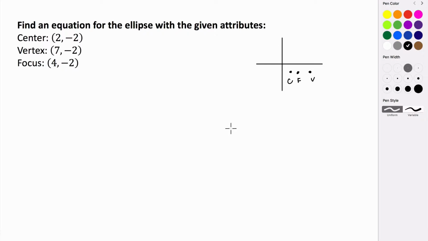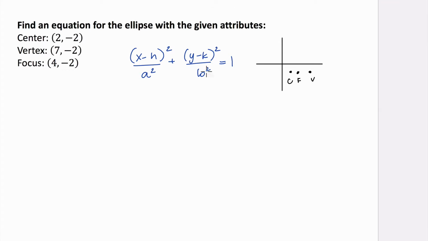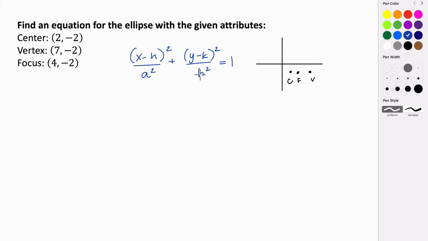So that tells us that it's going to be an equation that looks like this. So x minus h quantity squared divided by a squared. So that means that a, right, because it's a horizontal major axis, the value of a is underneath our x group. So plus the quantity y minus k squared divided by b squared equals 1. So let's find the values of a, b, and c.